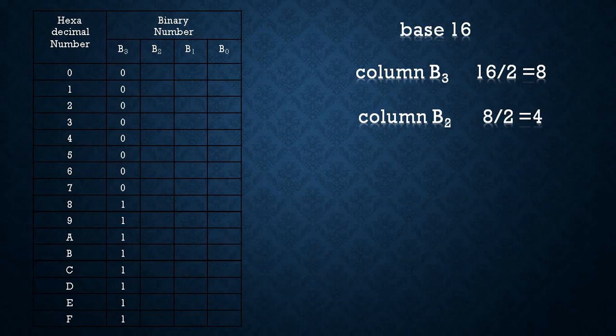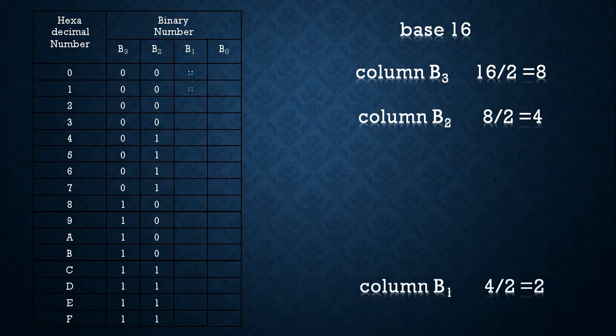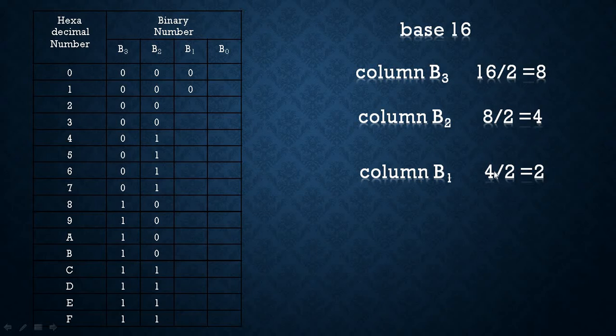For column B2 we have to divide 8 by 2. So we get the result 4. So B2 indicates that we have to enter 4 times 0, 4 times 1, again 4 times 0 and 4 times 1. For column B1 this 4 is divided by 2. So the result is 2. So we have to enter in B1 2 times 0, 2 times 1, 2 times 0, 2 times 1, 2 times 0, 2 times 1, again 2 times 0, 2 times 1.